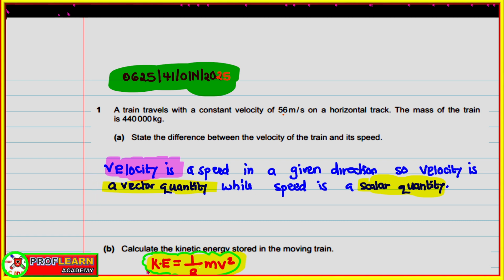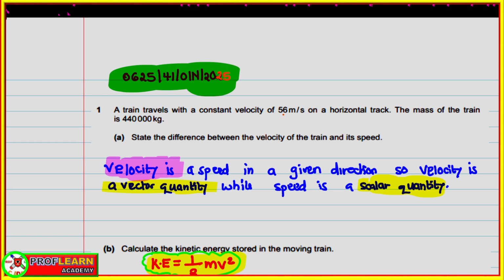So something that you need to remember is that velocity is a vector quantity because it has both size and direction, while speed is a scalar quantity because it has only size. So I defined velocity as a speed in a particular direction. And from there we got the definition that velocity is a vector and speed is a scalar quantity.